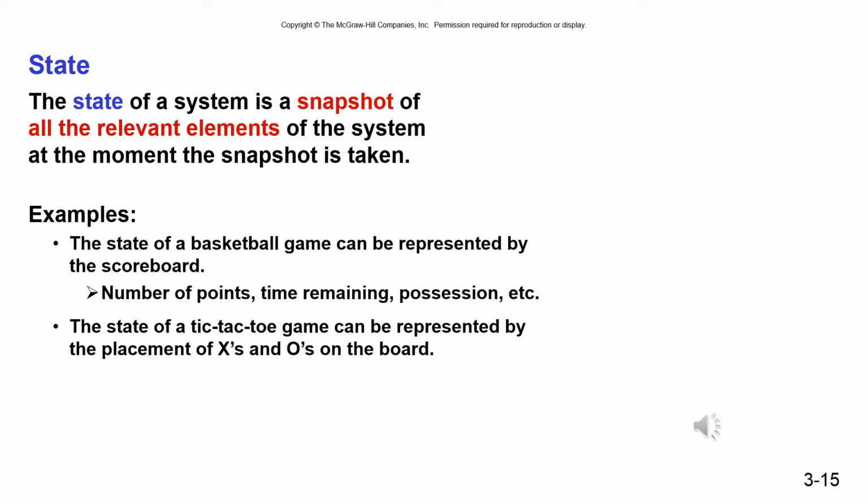The state of a tic-tac-toe game can be represented by the placement of X's and O's on the board. And the smallest increment of state change in a tic-tac-toe game is 1 move. And some people, I guess, do have a timer. I know in chess they have a timer, and you have to move within a time limit. I play chess with my daughter-in-law, but we don't use a timer.